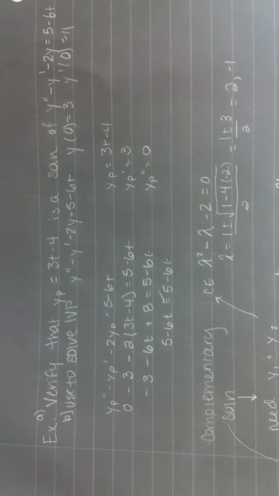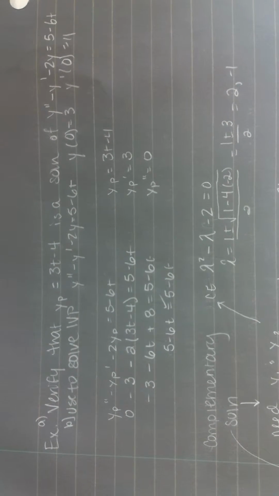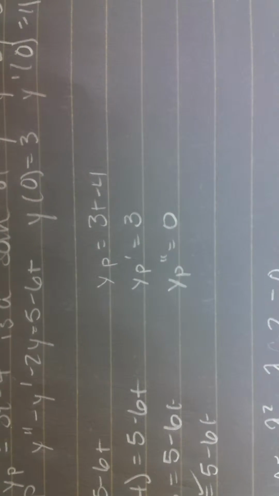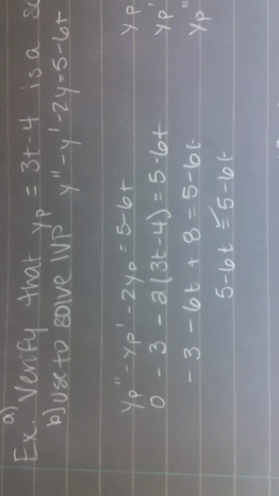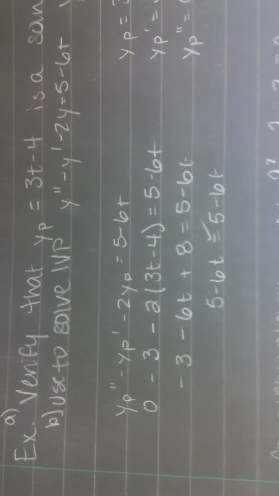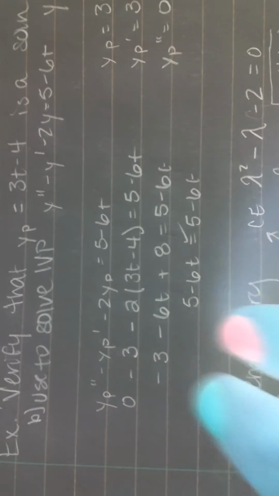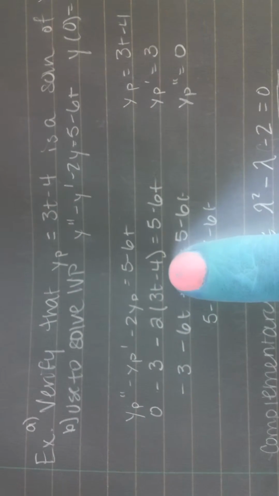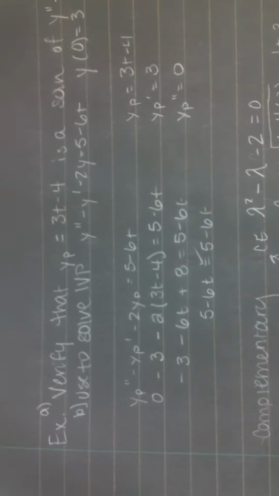The first thing we'd do is verify that 3t minus 4 is in fact a solution. So the first thing we want to do is find y sub p prime and y sub p double prime. So we find y sub p prime to be 3 and y sub p double prime to be 0. We then take those values and plug them into our differential equation. So we plugged in 0 for y double prime, 3 for y prime, and then negative 2 times my original y sub p, set it all equal to g.